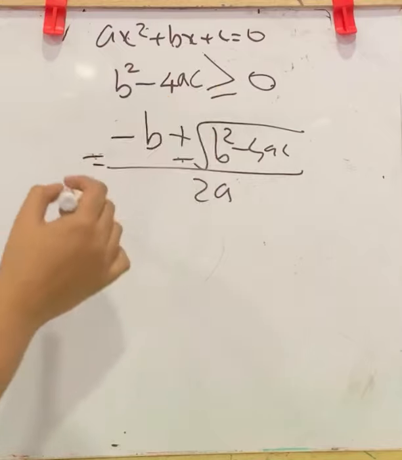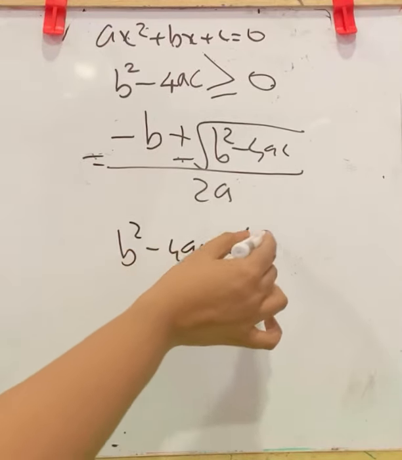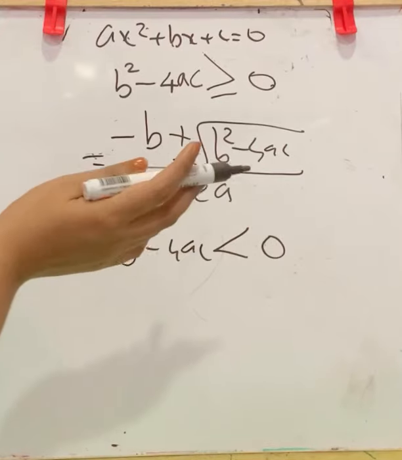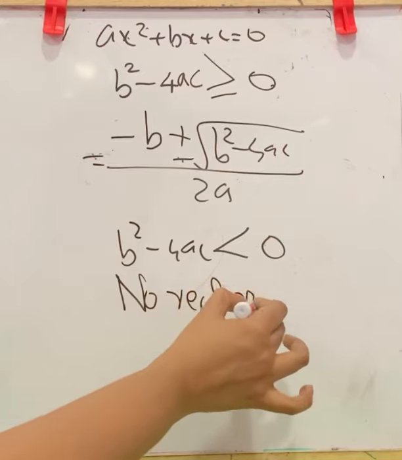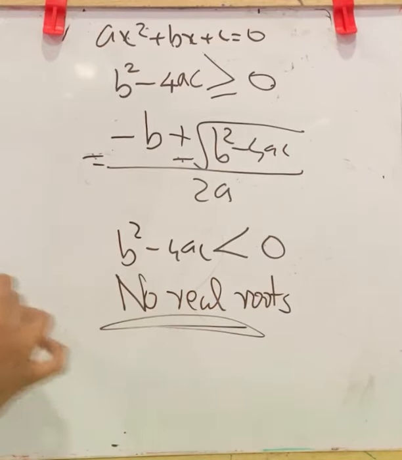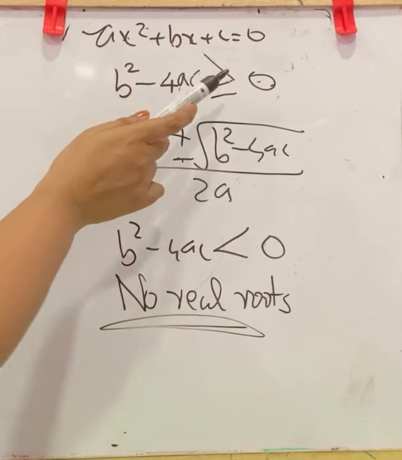Okay. Now the next case is b square minus 4ac less than 0, that is a negative value. In that we can say there are no real roots. No real roots, that is, no solutions for that quadratic equation. So these are the three conditions. Either it is greater than 0 or it is equal to 0.